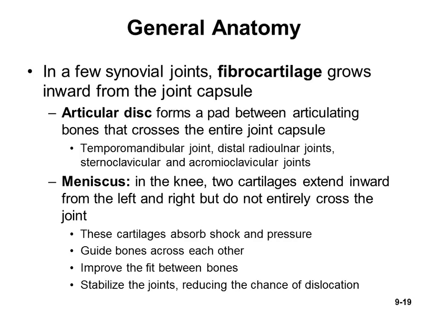In the knee, two cartilages extend inward from the left and right, but do not entirely cross what? The joint. So it's that little part found between what? The femur and what? Your tibia. But this part right here is your meniscus. You have a medial and a lateral. The medial meniscus is the one that's most commonly injured, as opposed to the lateral meniscus. Okay? Bones across each other improve the fit between what two bones? The femur and what? Your tibia. It stabilizes the joints, reducing the chances of what?